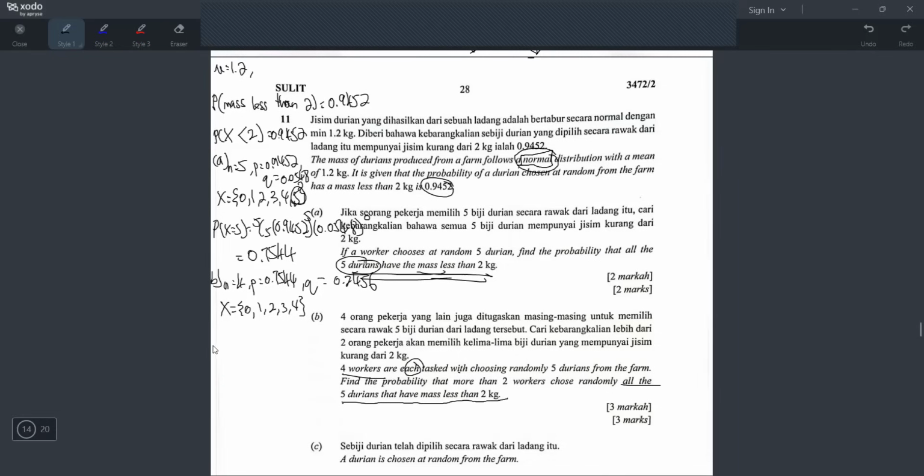So now you can find Px. Now we look at this. Find the probability that more than 2 workers, so bigger than 2. Oh, no equal sign, just bigger than 2. It means you will take Px equals 3 plus Px equals 4, right? Because bigger than 2 means you don't take the 2, just 3 and 4 only. So let's put in the formula. So which formula? The binomial formula.